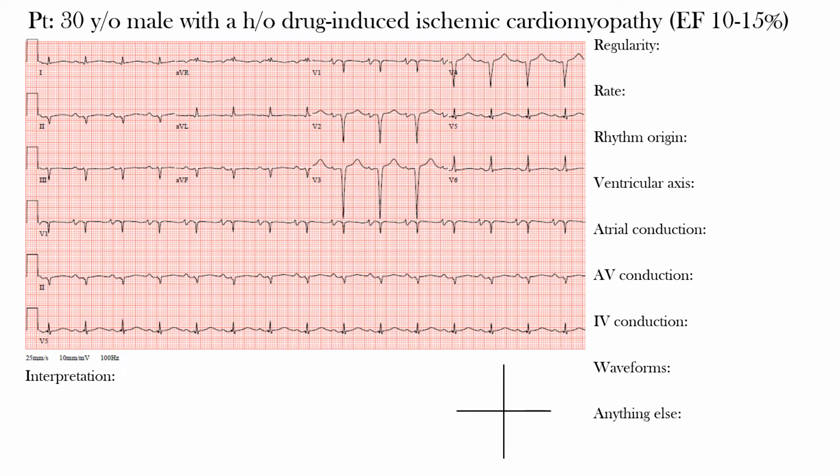Next, we'll look at the heart rate, in which we simply want to determine what the rate of the rhythm is. Then we have the rhythm origin, that is, where's the rhythm actually starting from within the heart. Then we have to find the ventricular or QRS axis, which could help us with our differential diagnosis. Then there's the atrial, atrioventricular, and intraventricular conduction, looking at if conduction is normal or abnormal. Then we have the waveforms, which would include all the waves, segments, and intervals, and lastly, anything else, meaning is there anything else that we've missed or still need to mention? After that, we'll use all this information that we gathered and make a final interpretation of the EKG.